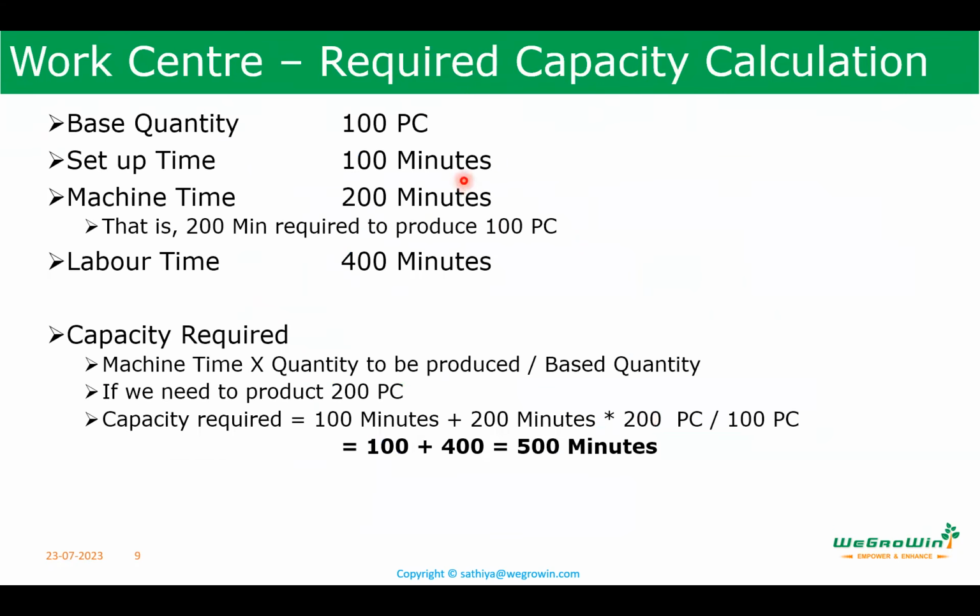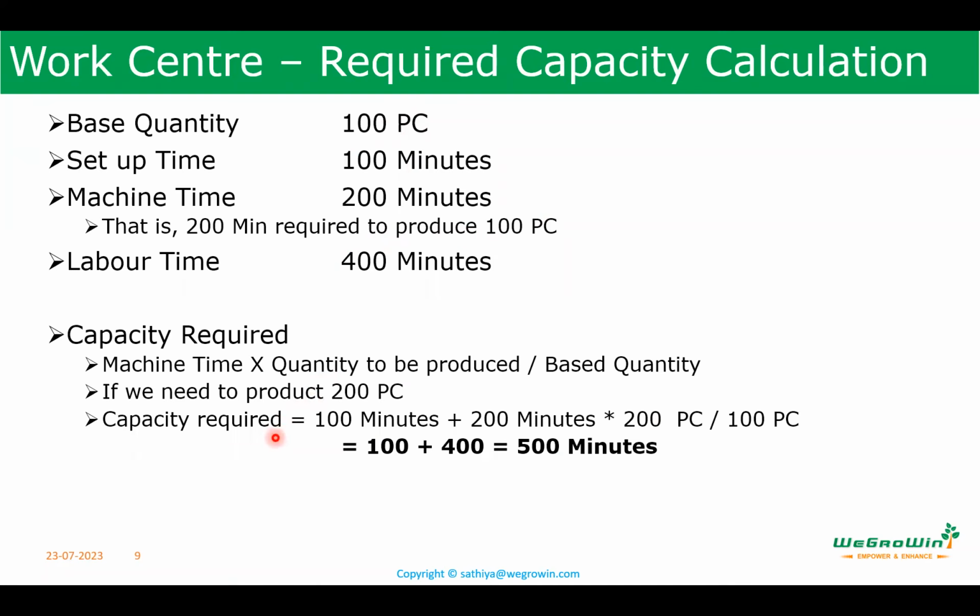So now this is an example. For example, base quantity is 100 pieces, setup time 100 minutes, machine time 200 minutes. That is, 200 minutes required to produce 100 pieces. It is not per piece, it is to produce 100 pieces. Labor time is 400 minutes, let us say.